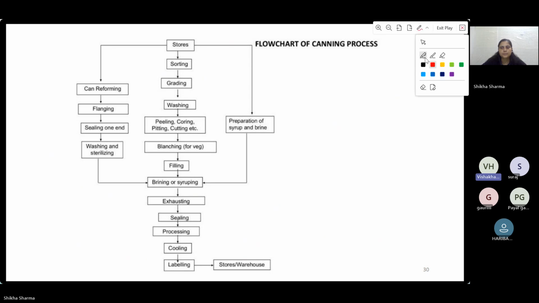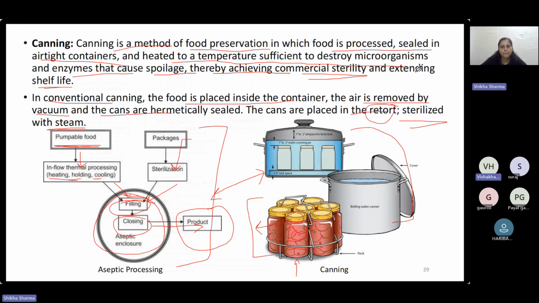Ma'am, as you said, aseptic packaging is sterilizing the food, right? And what is canning? The cans are sterilized and we add the food in it. So what's the main difference?